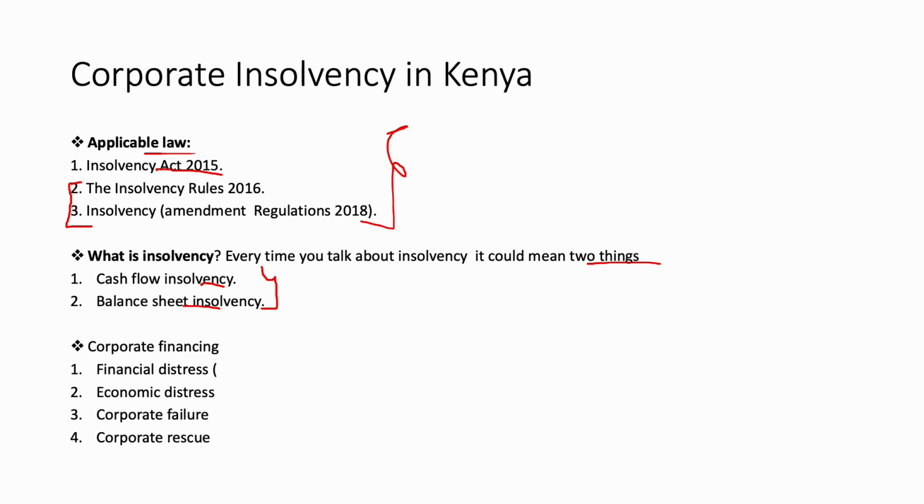The other key concept would be us appreciating corporate financing. How do companies finance their operations? We've already talked about equity and debt financing. We're going to look into what amounts to financial distress. When can we say that this company is in financial distress? And when can we say that the company is in an economic distress situation?